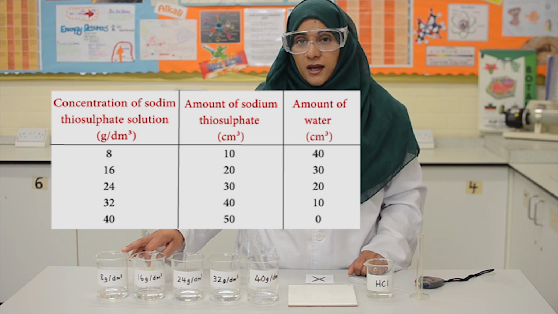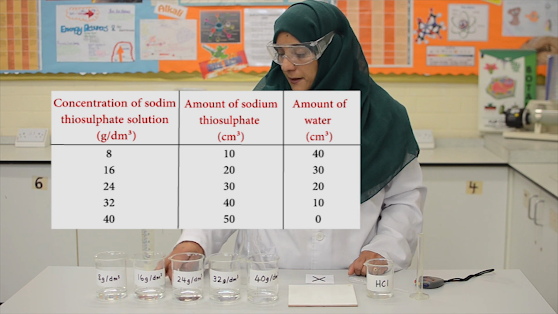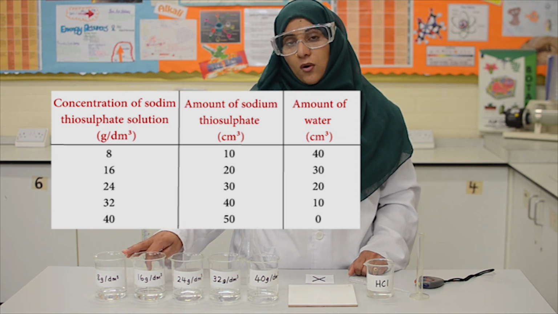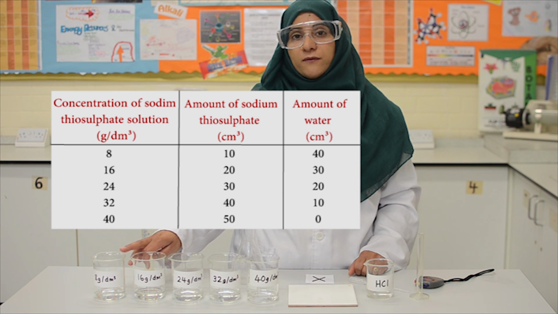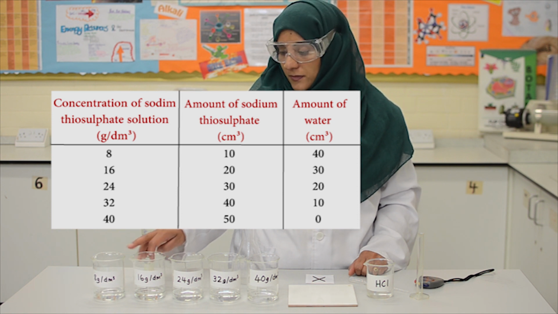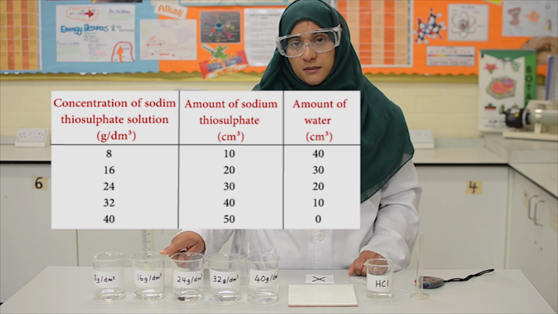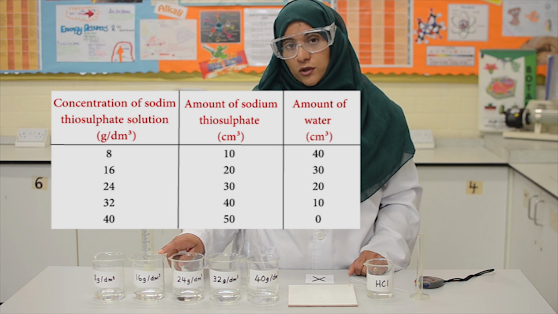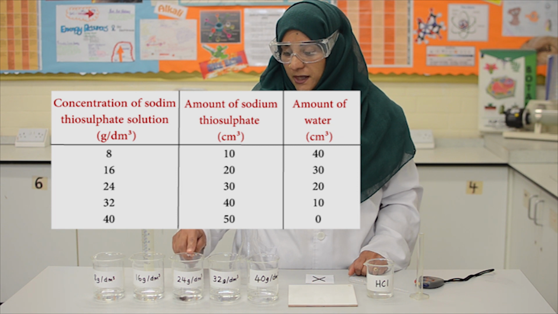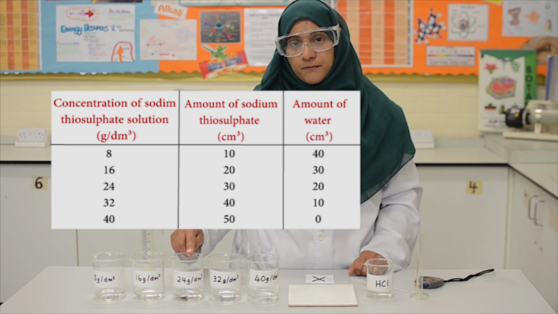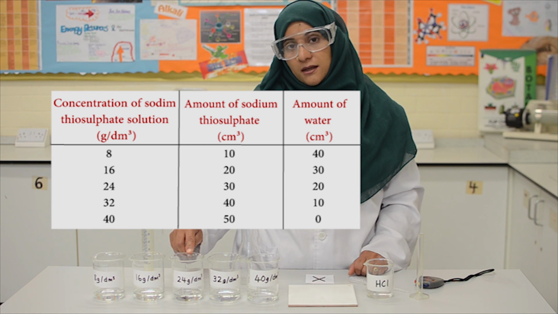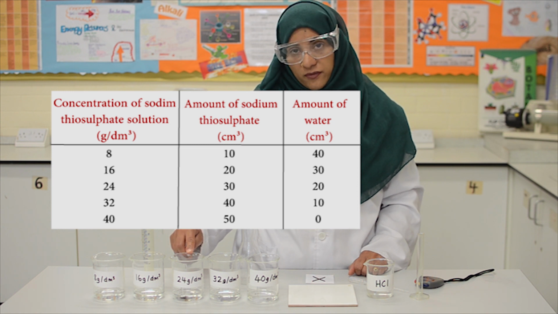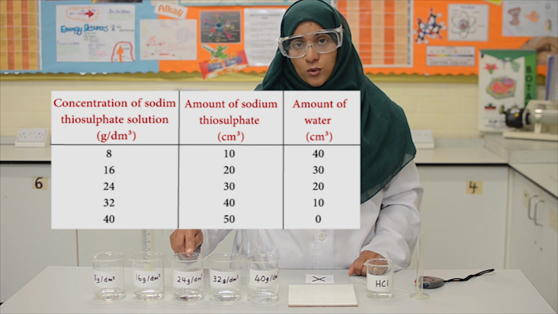In the first, I have 8 grams per decimeter cubed. This is a solution made up of 10 centimeter cubes of sodium thiosulfate and 40 centimeter cubes of water. In this, I have 16 grams per decimeter cubed. This is made up of 20 centimeter cubed of sodium thiosulfate and 30 centimeter cubes of water. In this beaker, I have 24 grams per decimeter cubed. This is made up of 30 centimeter cubes of sodium thiosulfate and 20 centimeter cubes of water.